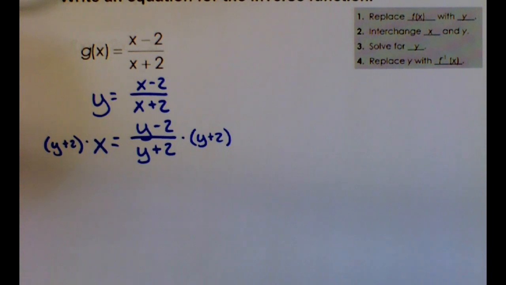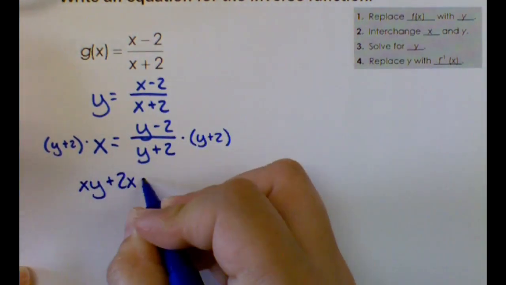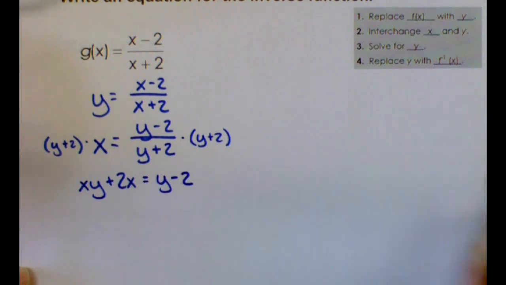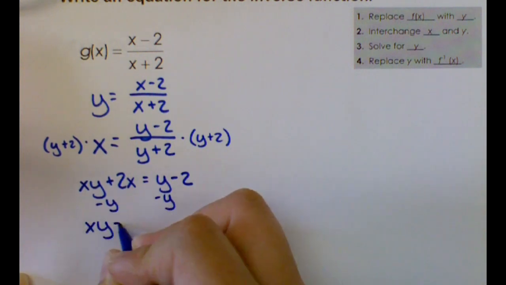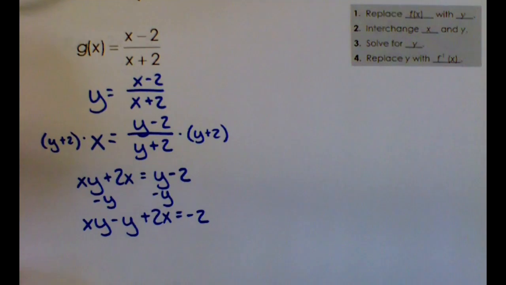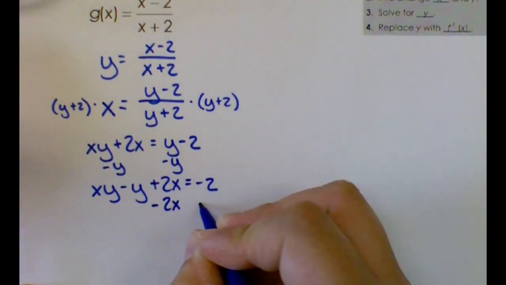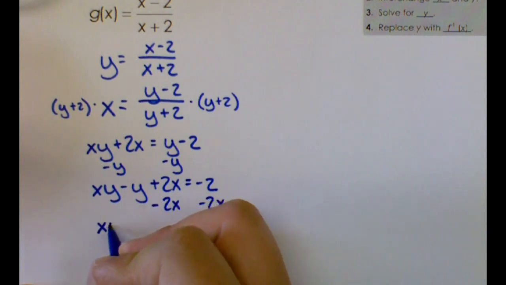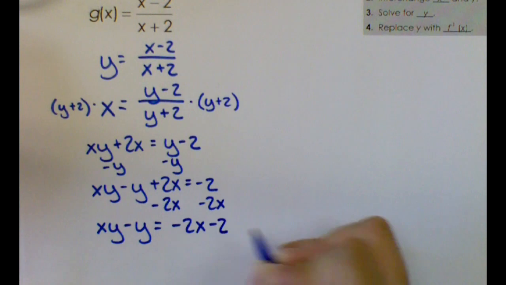And I may or may not want to distribute on the left side. I think I'm going to. So x times y plus 2x equals y minus 2. Get all my y's on one side, so I'll subtract this y over. So xy minus y plus 2x equals -2. Get anything that doesn't have a y to the other side. So I'll subtract this 2x, leaving me xy minus y equals -2x minus 2.